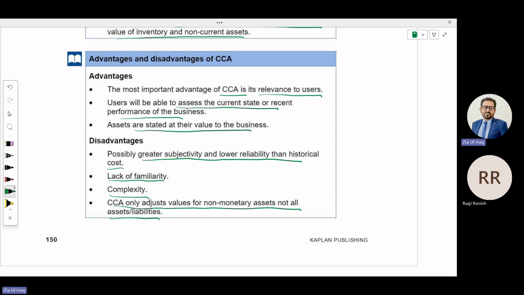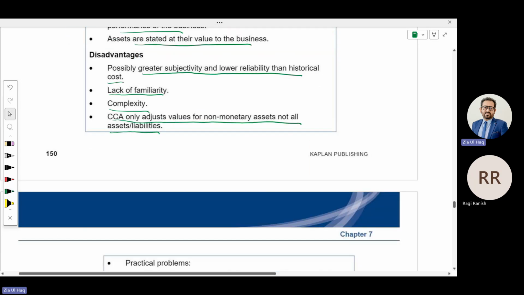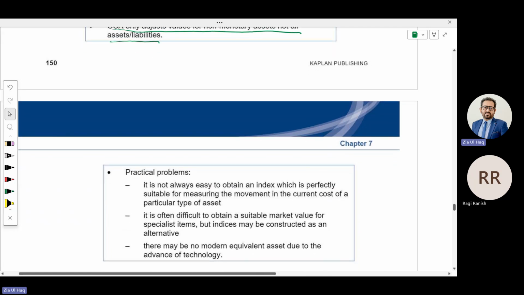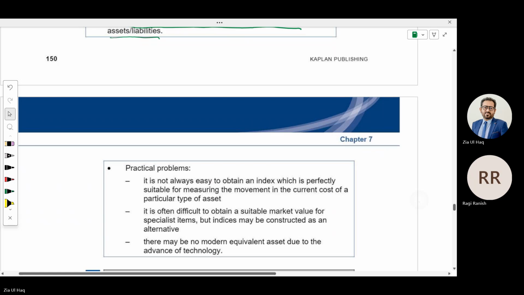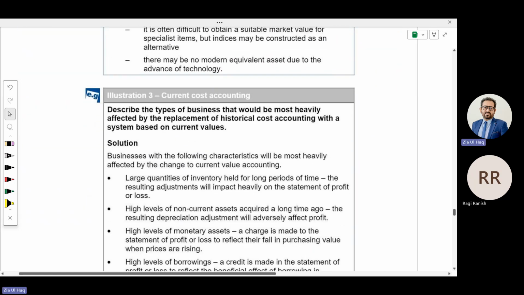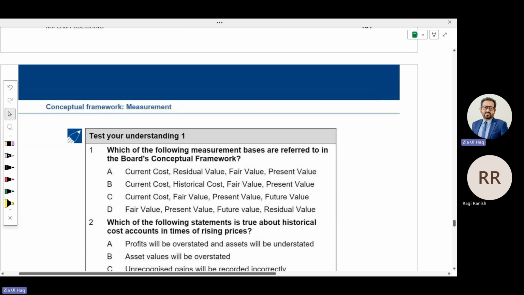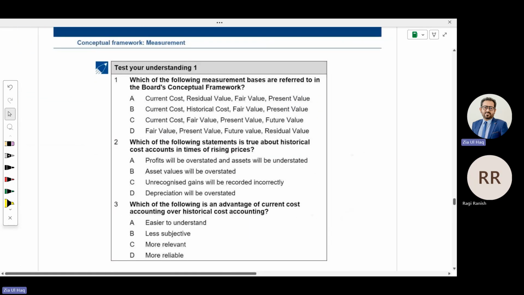So if you're using current cost or replacement cost and the market value of the asset decreases, do you record it at a lower value? Basically, lower value according to current cost. And if it increases, you increase the value. Yes. I think that's it. Let's move towards questions now.